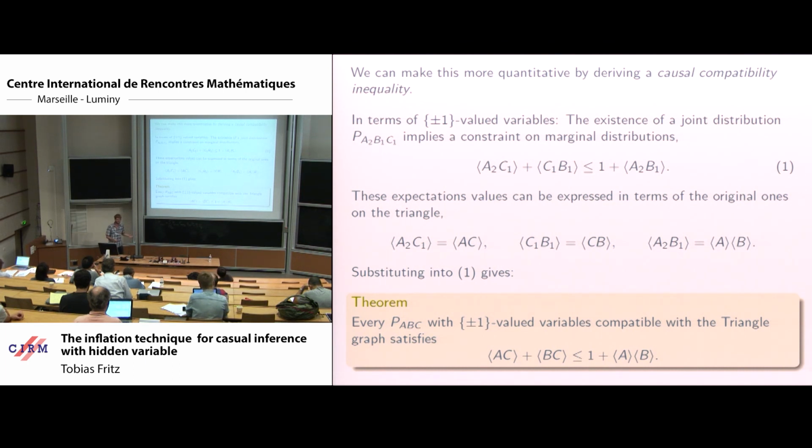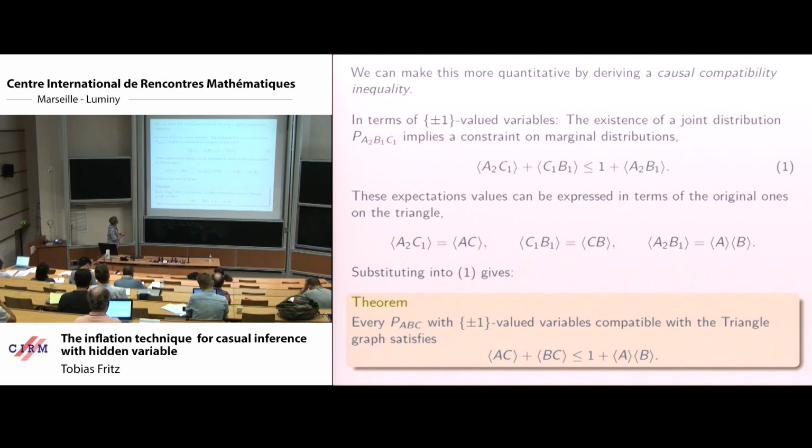This is not hard to see. I mean, you basically need to plug in all the 8 possibilities of plus minus 1 valued assignments and check that it holds in these cases. And then by linearity, it also holds for all joint distributions, because every joint distribution is a convex combination of these deterministic ones.